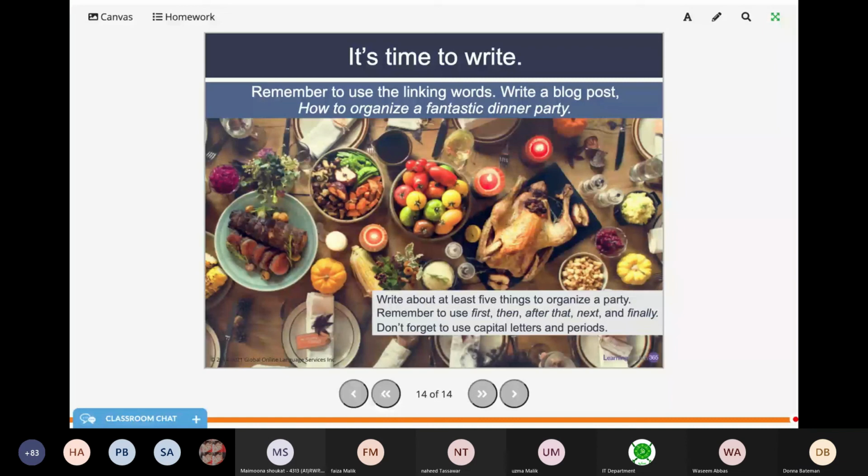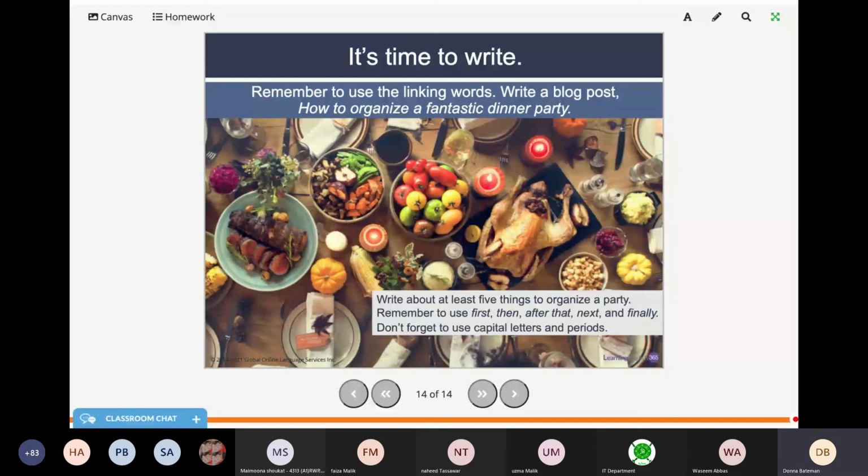And this is quite fun, really. So your job is going to be to write a blog post with the title, How to Organise a Fantastic Dinner Party. And you don't have to write a lot. We saw a blog post earlier, which we will go back to in a minute. And you should write about at least 5 things that you should remember or think about when you're organising a party.